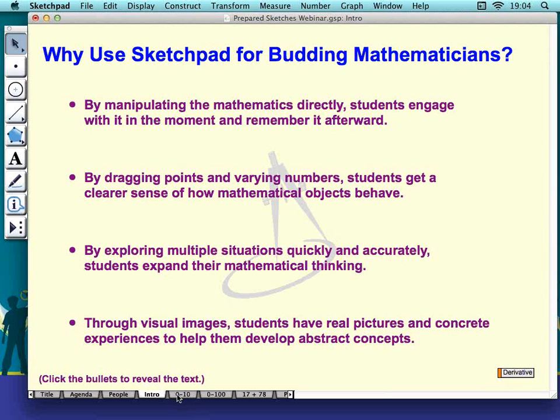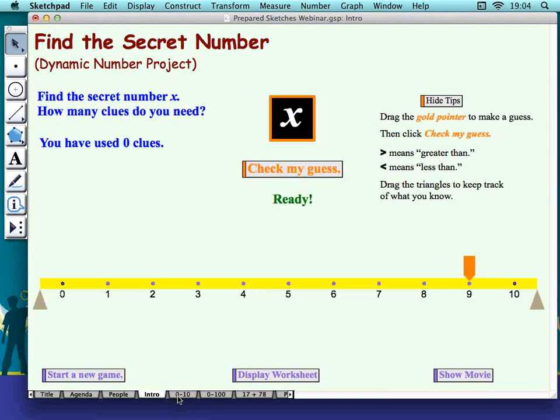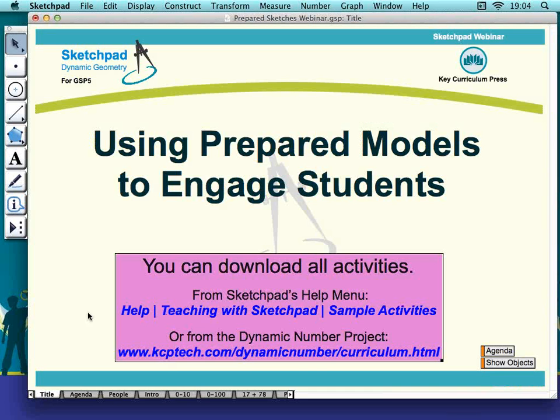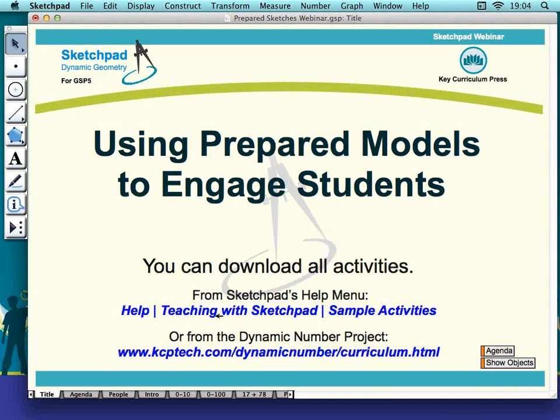So let's go on and look at the first activity. This one's called Find the Secret Number. I should mention that all of these activities, as you can see on the original title page, are available from one of two places: either the Dynamic Number Project or Sketchpad's Help menu. And I'll show you Sketchpad's Help menu in a moment.